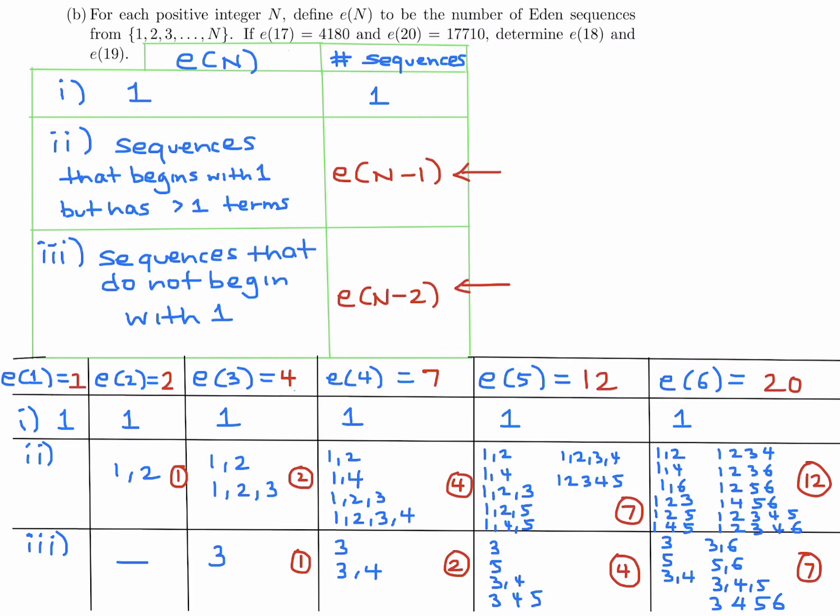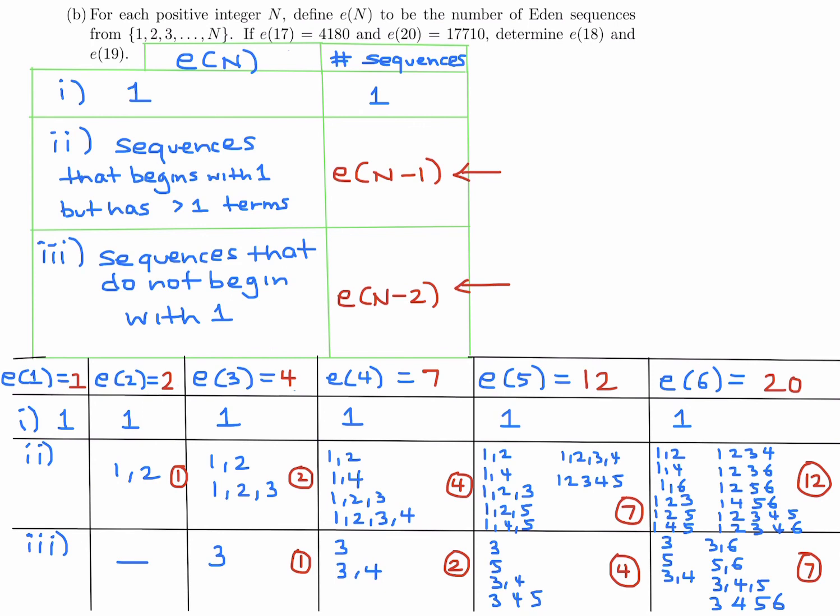So, for example, when n was 6, what goes here? The same as e to the 5, right? When n is 6, this would become 6 minus 1, which is e to the 5. So when n is 6, what goes here? E to the 5. E to the 5 was 12, and this is 12. Okay, let's see what goes in here. That would be e to the 4, right? When n is 6, this becomes 4. So what would go here is e to the 4, and e to the 4 is 7.